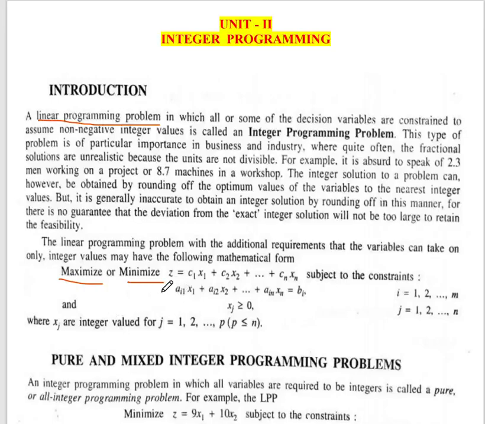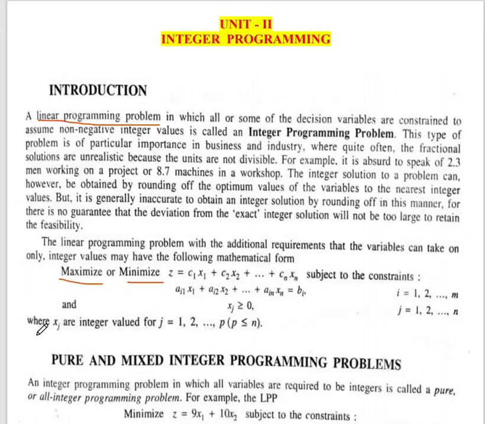It is given as c1 x1 plus c2 x2 plus and so on up to cn xn, subject to the constraints ai1 x1 plus ai2 x2 plus and so on up to ain xn equal to bi, xj greater than or equal to 0, where i equals 1 to m, j equals 1 to n, where xj are integer valued for j equal to 1 to p, and here p is less than or equal to n.